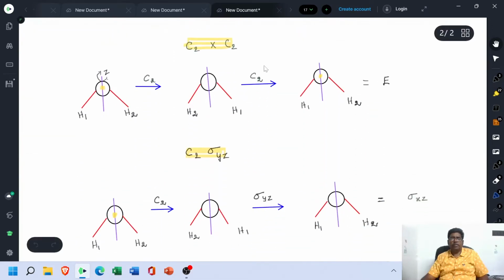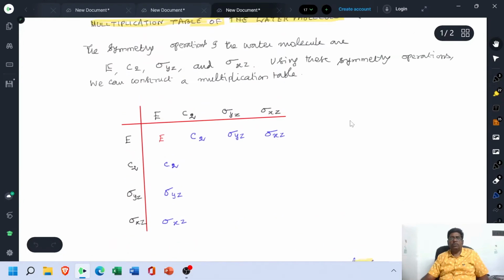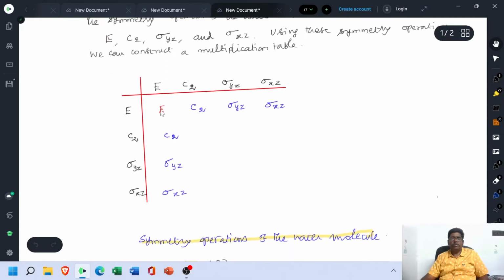Say this is C2 into C2. Once C2 is performed, we get this structure, and the repetition of C2 will provide the identity element. So C2 into C2 is equal to E. Now we have to write the identity element here.